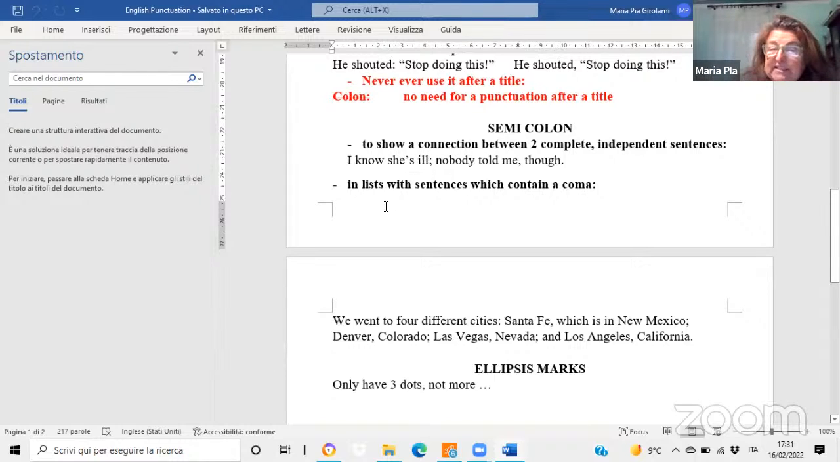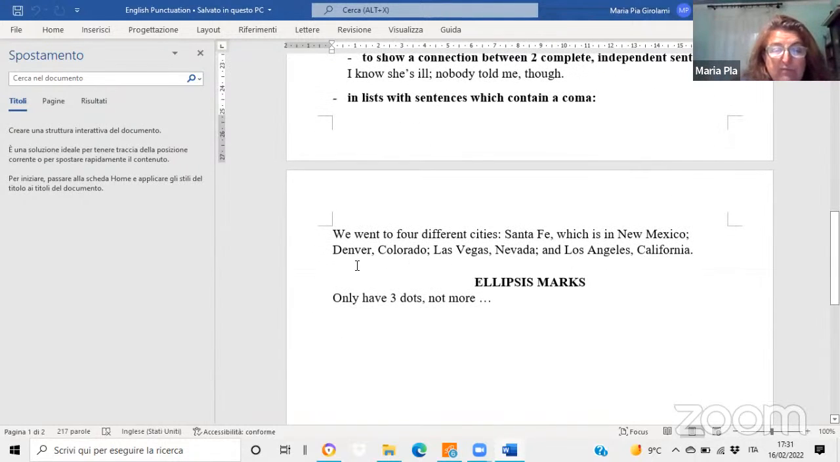Or in lists, with sentences which already contain a comma. For example, we went to 4 different cities. Santa Fe, comma, which is in New Mexico. In this case, if you put a comma again, there are too many commas. A reader can't understand what you mean. So instead of a comma, the items are separated by semicolon.